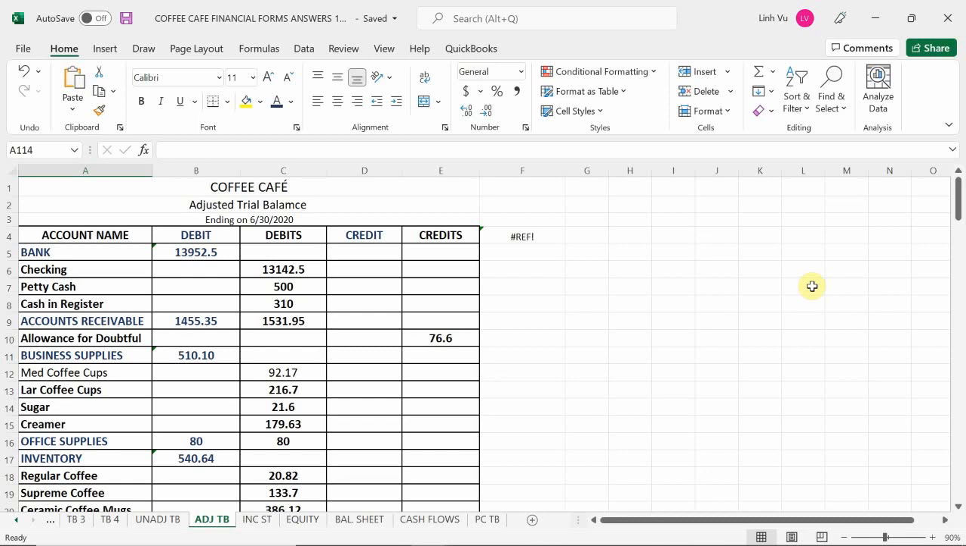So for the rest of the financial statements, at least, we will only be needing the financial forms, because in order to create the financial forms, you're going to be needing your adjusted trial balance, okay?